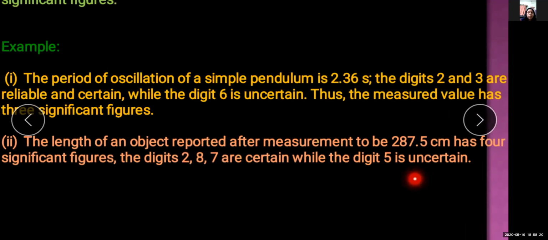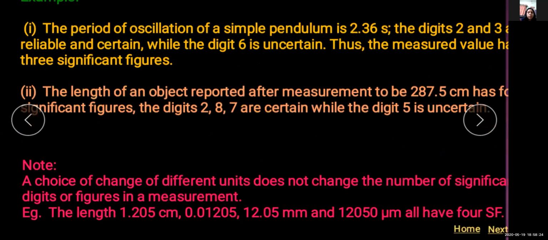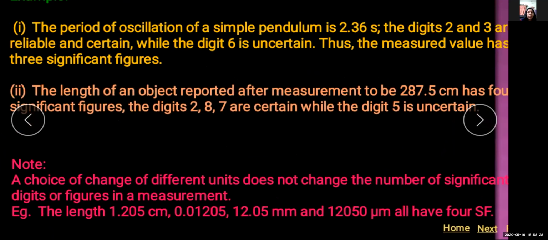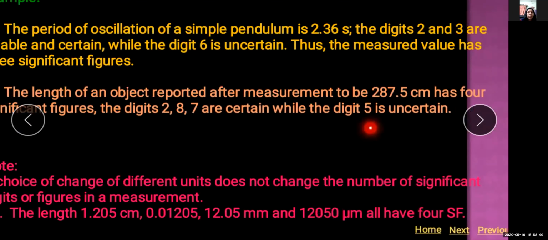The change of different units does not change the number of significant digits or figures in a measurement. That is, length 1.205 centimeter, or 0.01205 meter, 12.05 millimeter and 12050 micrometer all have 4 significant figures. I hope this is clear to you, what is significant figures.